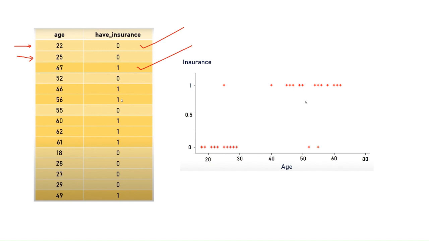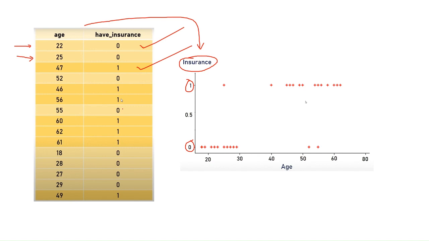Now, when you plot the scatter plot between age and insurance, you can get a plot like this. See, only zeros and ones. So that means the output is only 0 and 1, discrete type. When you plot this data set in a scatter plot, you will get a plot like this only, because the output, insurance, is only 0 and 1.